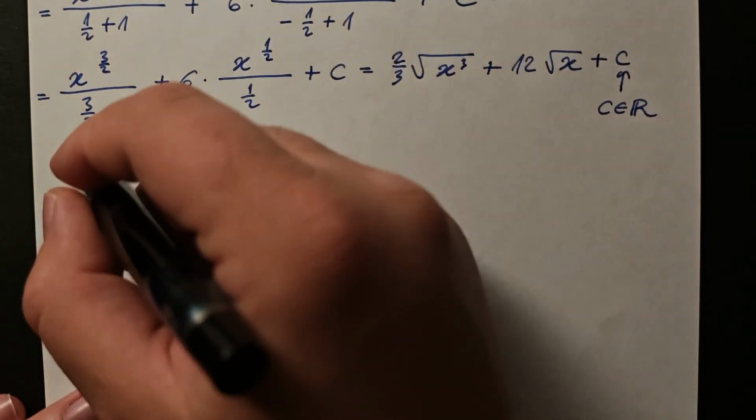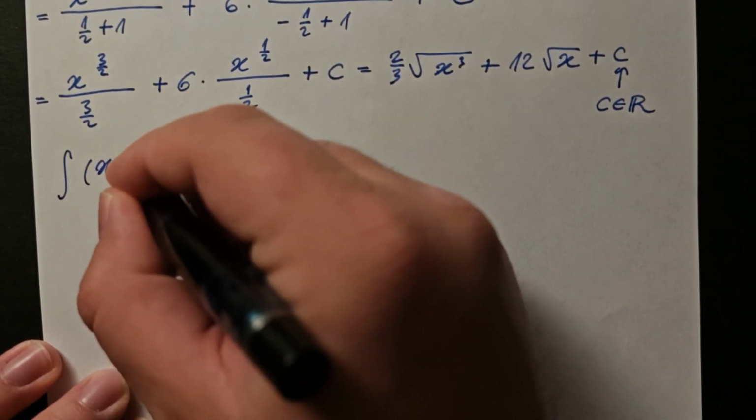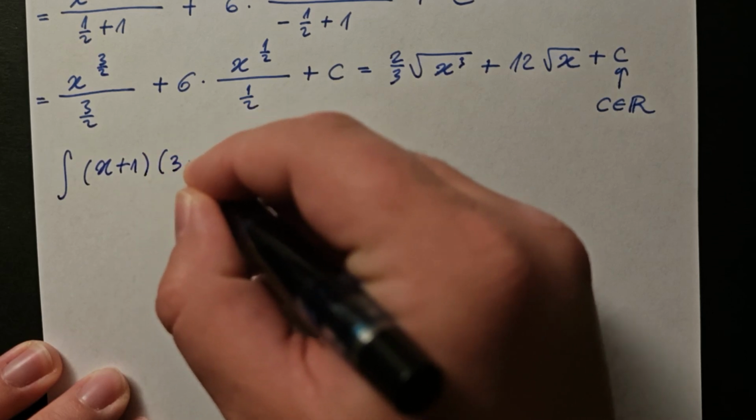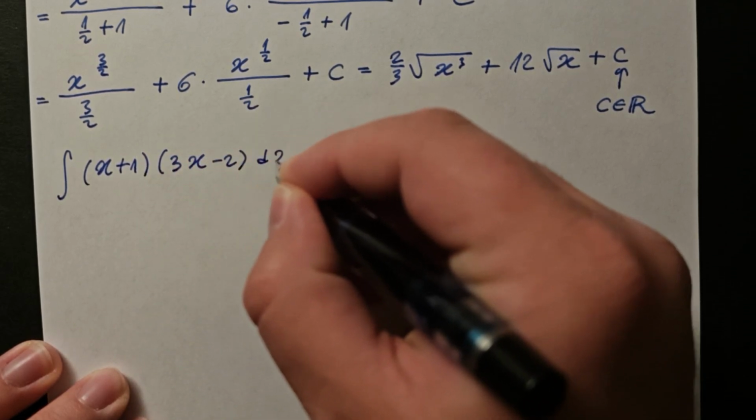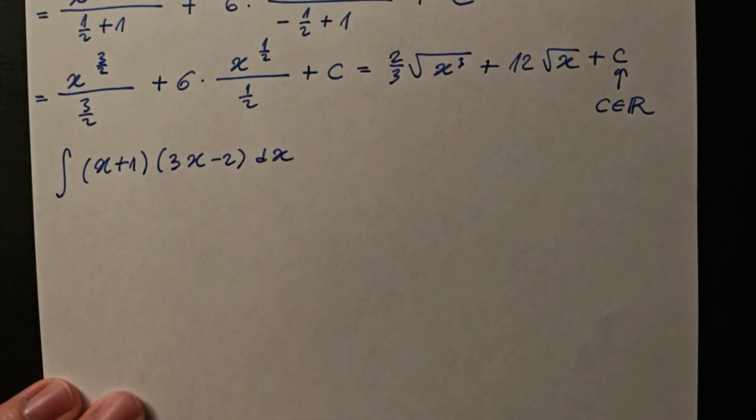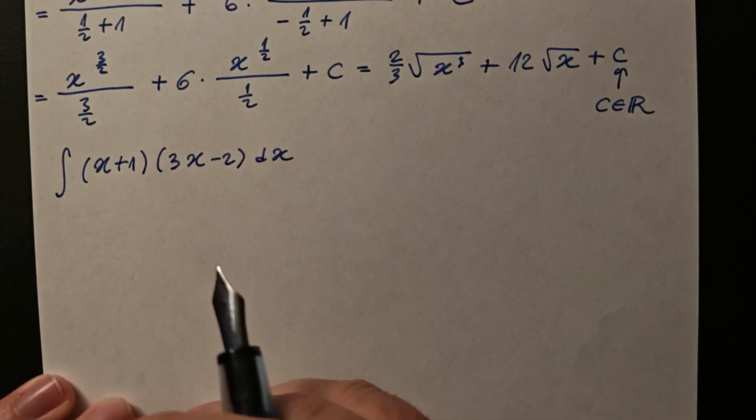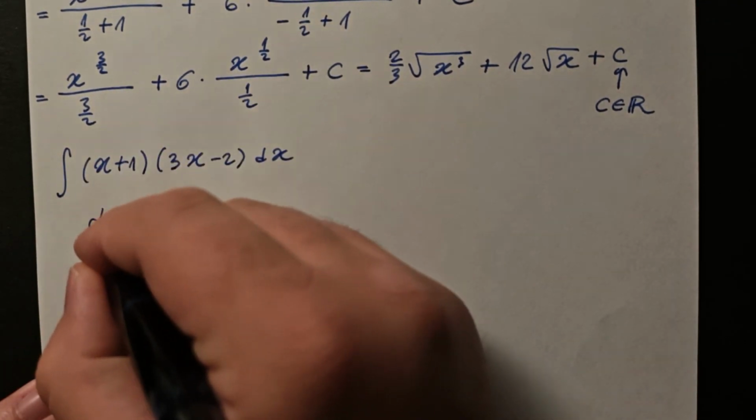Let's now attempt to solve an integral of x plus 1 multiplied by 3x minus 2 dx. Now you can see that this integral is defined on the entire set of real numbers.